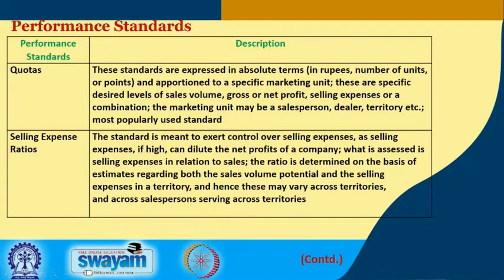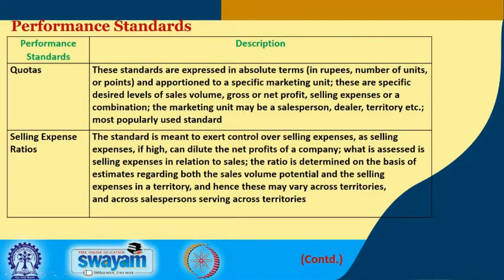The second is a selling expense ratio. Now we have discussed earlier that salespersons contribute to organizations' net profit in two ways: one, by earning huge sales for the company, and two, by curbing the selling expenses. So the selling expense ratio basically tries to curb the selling expenses of the salesperson. It acts as a control element on the selling expenses incurred by the salespeople, because if the selling expenses are very high, it would dilute the net profits of the company.